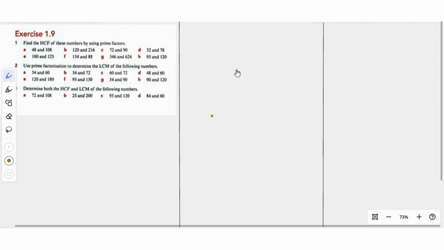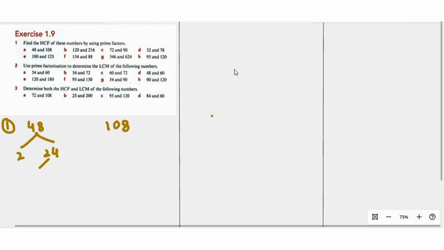Today we are going to do exercise 1.9, question number 1. In this question we need to find HCF of the following numbers. I am using factor tree method here. I'm going to prime factorize 48 and 108. This is part A.